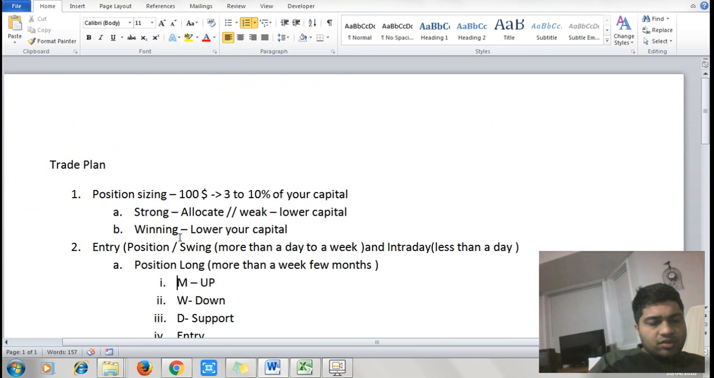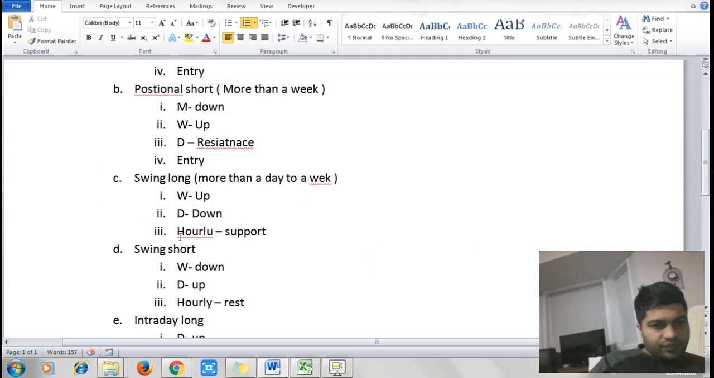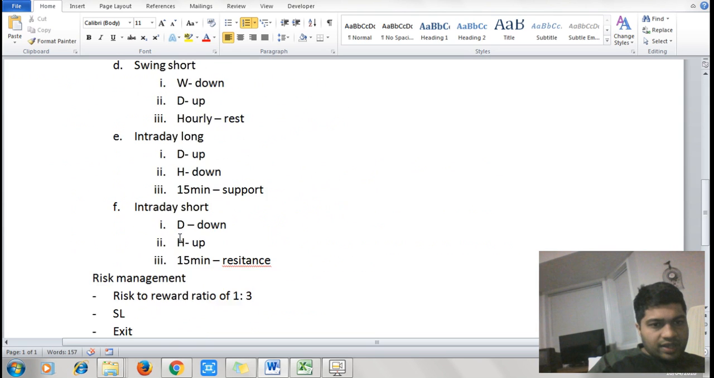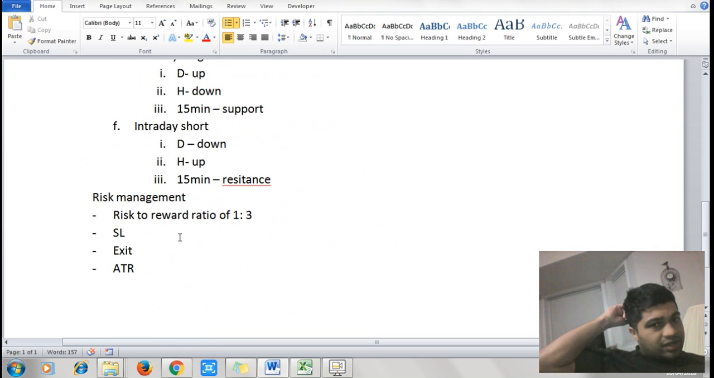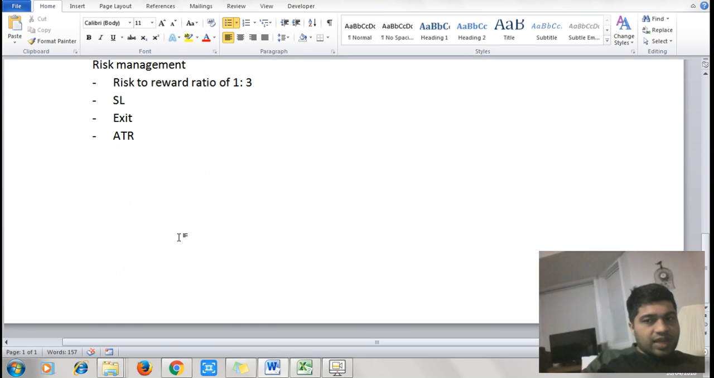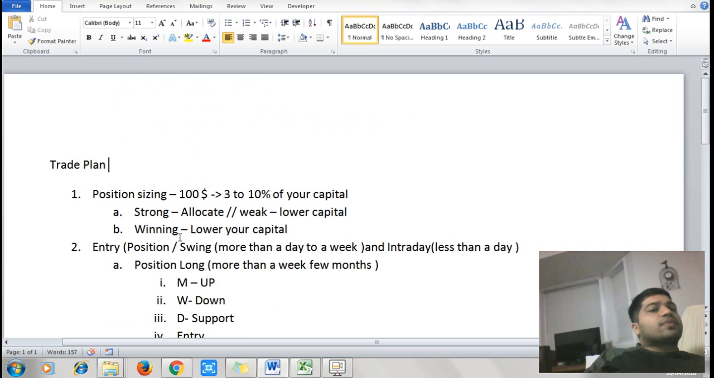There are 3 types of trades: swing, position and intraday. Position is more than a week, up to a few months. Swing is more than a day to a week, and intraday is less than a day, right? Position trade we have seen, look at monthly chart up, weekly chart down, and then daily chart support and all these other trades. Risk to reward ratio of 1:3 for every trade. Based on ATR, devise a stop loss and exit. So this is a small recap of the discussions we had in our classroom.